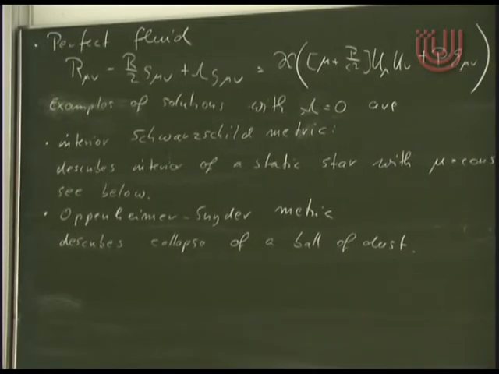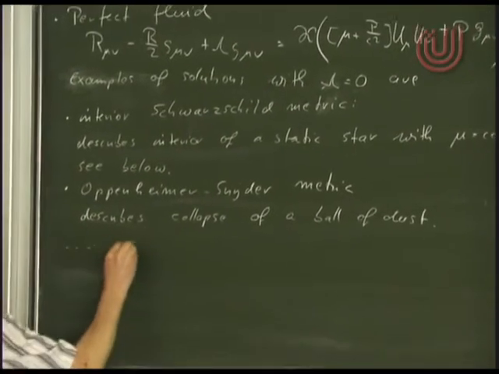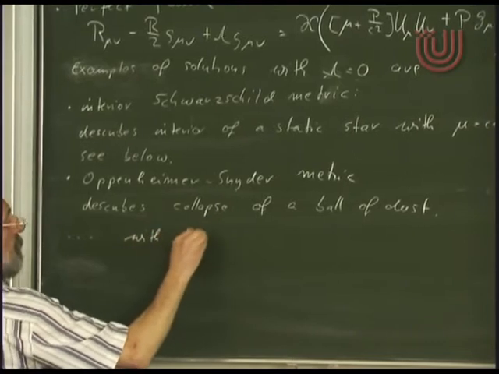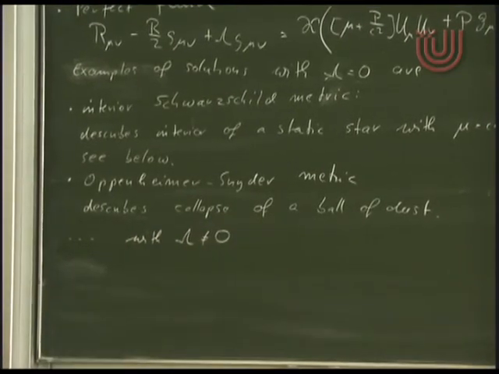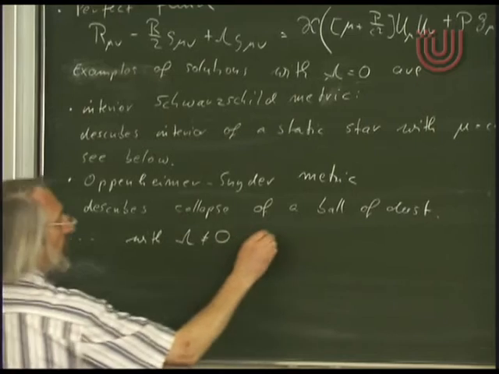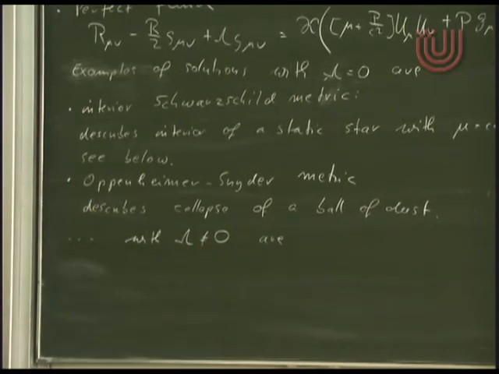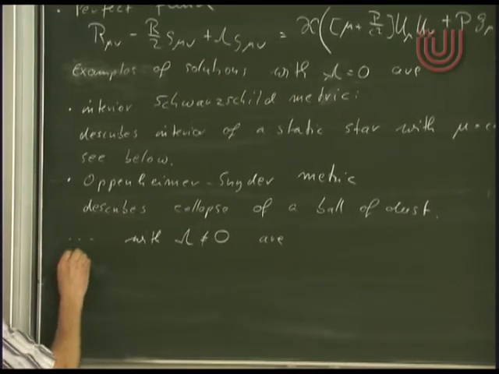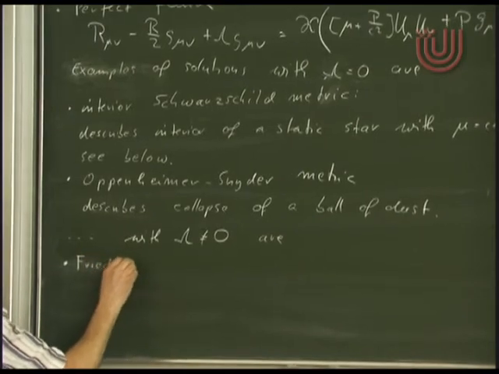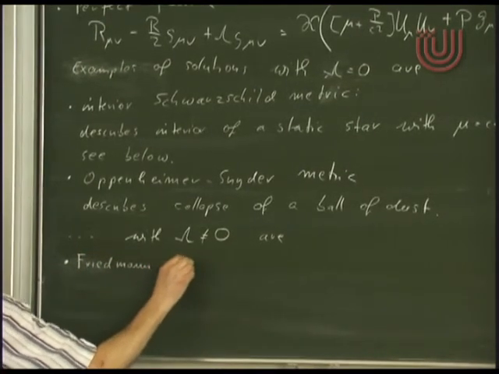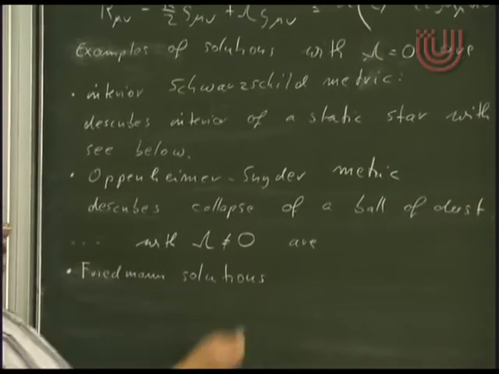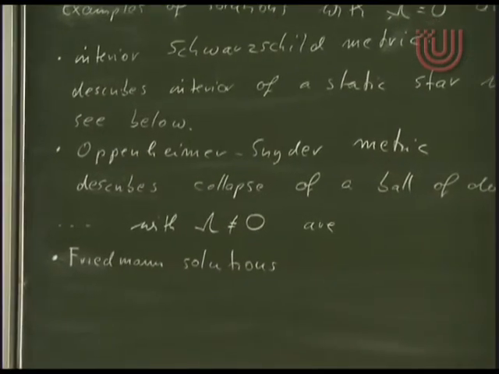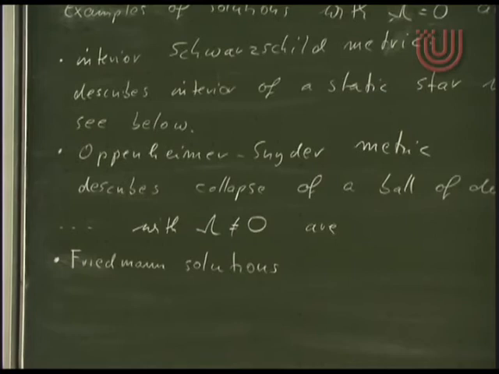But I want to mention some with lambda non-zero, so where we have cosmological solutions. So where we have this, which becomes relevant if we are in a cosmological context. So the most famous are the so-called Friedmann solutions. If I have time enough, at the end of this course, I will briefly talk about them. So these are cosmological solutions.